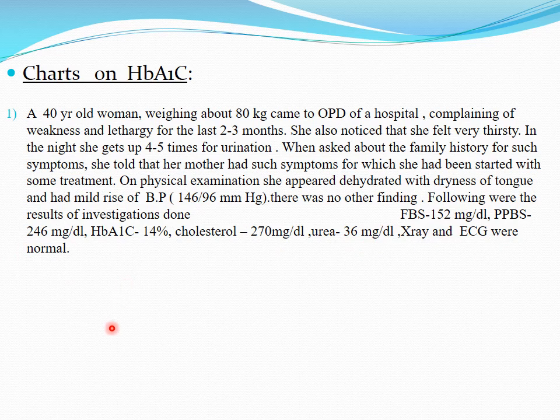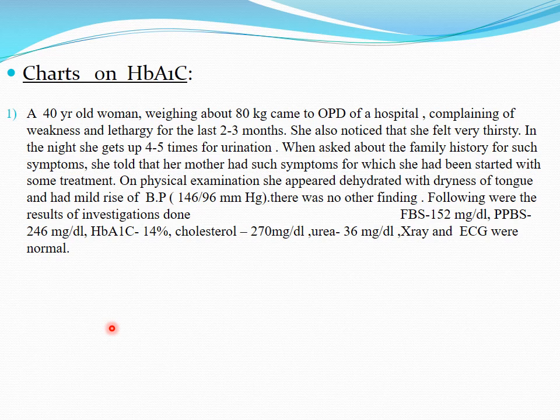So in this case, what is your diagnosis? Definitely the person is suffering from diabetes mellitus. It's type 2 because family history is there. It's a non-insulin dependent, type 2 diabetes mellitus. Due to insulin deficiency, the glucose entry from the blood to cells is reduced, and so there is less metabolism of glucose for energy production.